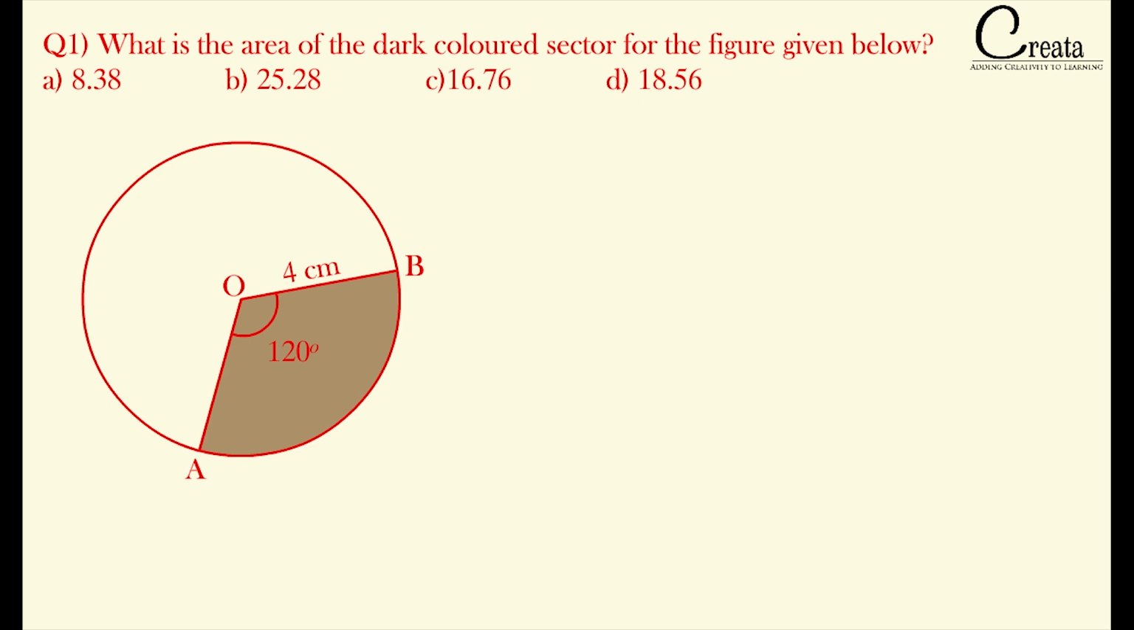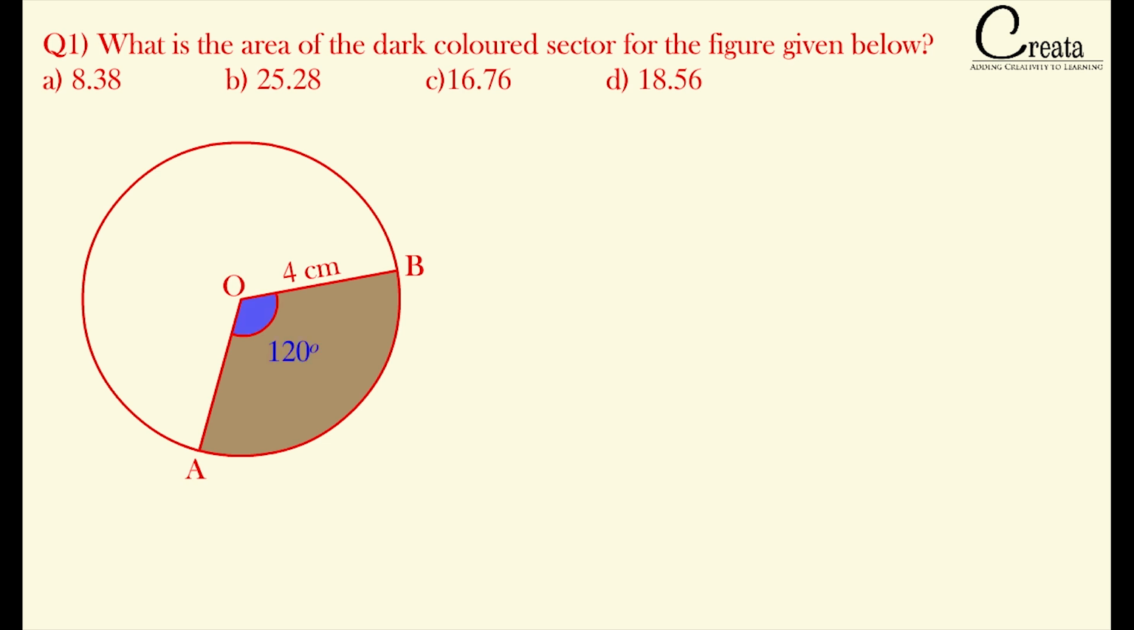Our first step, we will observe the question. In this figure, a circle is given of the radius 4 cm. The radius of this circle is 4 cm. And the dark colored sector whose area we have to calculate, the angle with the center is given as 120 degree.